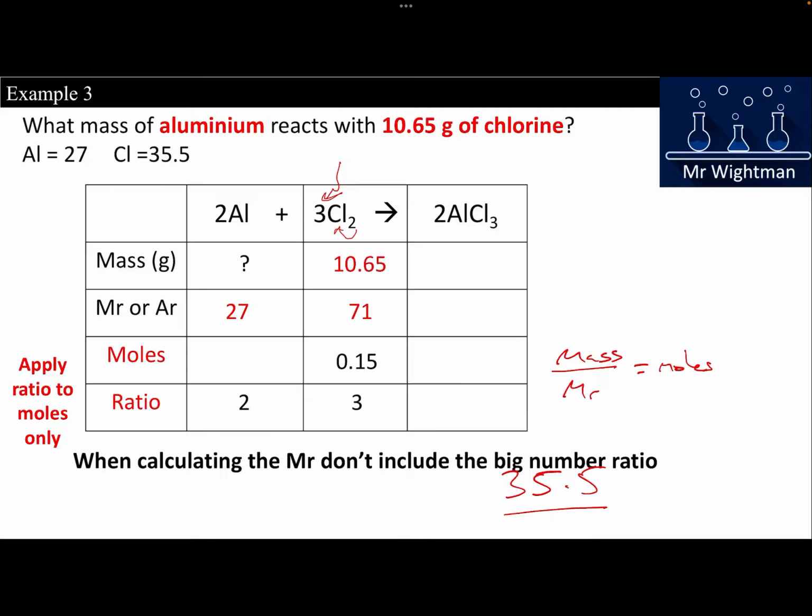So the ratio is 3 to 2. So you apply the ratio to moles only. So to get 1 part, 0.15 divided by 3, I guess you could visualize to say 15 divided by 3 would give you 5, put the decimal in, so 0.05, and then times that by 2. So divided by 3, because to get 1 part, times it by 2, because there's 2 aluminiums. So effectively 0.15 times 2 over 3 will give me 0.1.